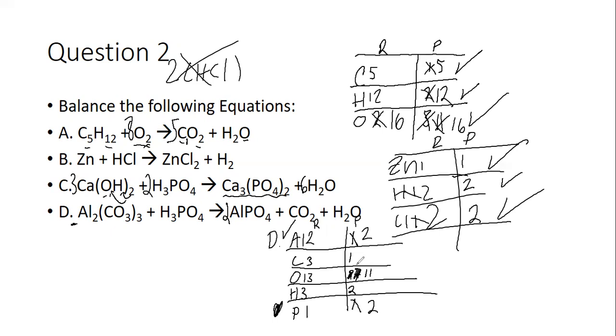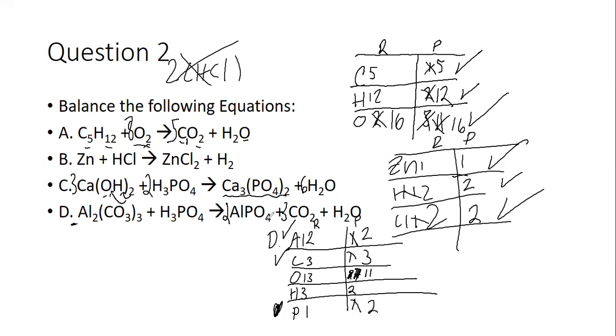Right. So aluminum is balanced. Let's do carbon now because it only appears once as well. So 3 carbon on the left. Now I have 3 carbon on the right by putting a 3 there. My carbon is balanced, but I messed with the oxygen, so let's recount that.